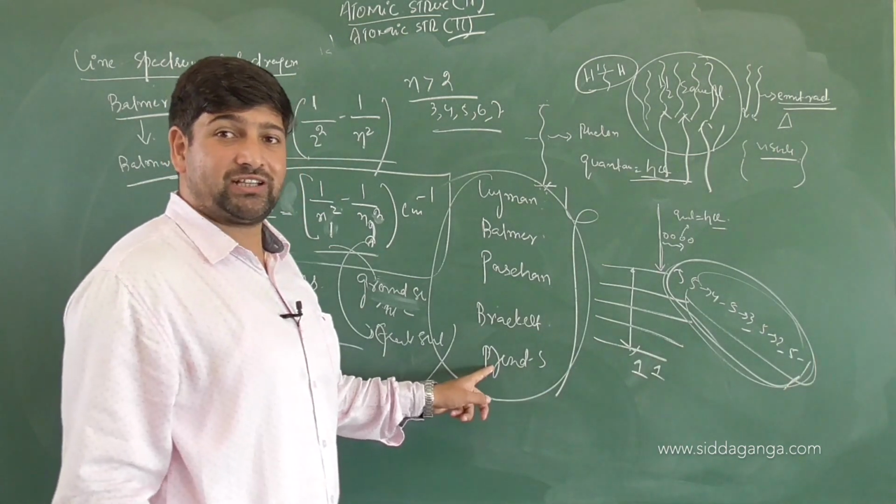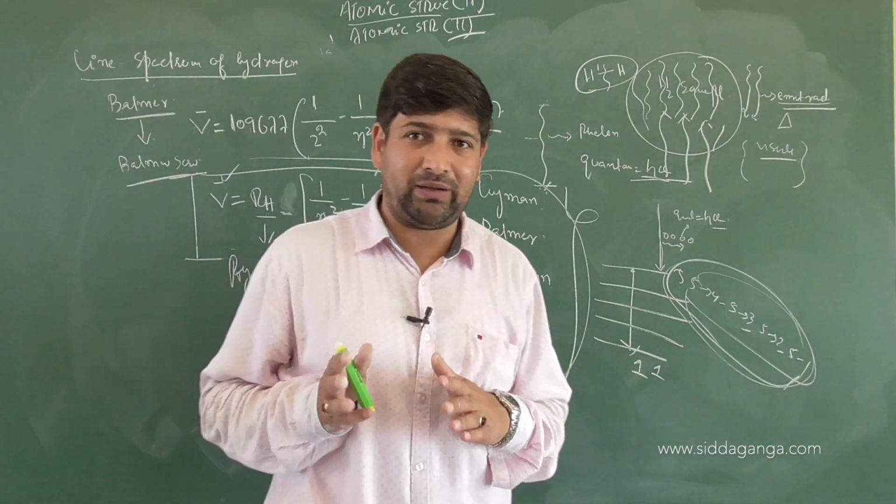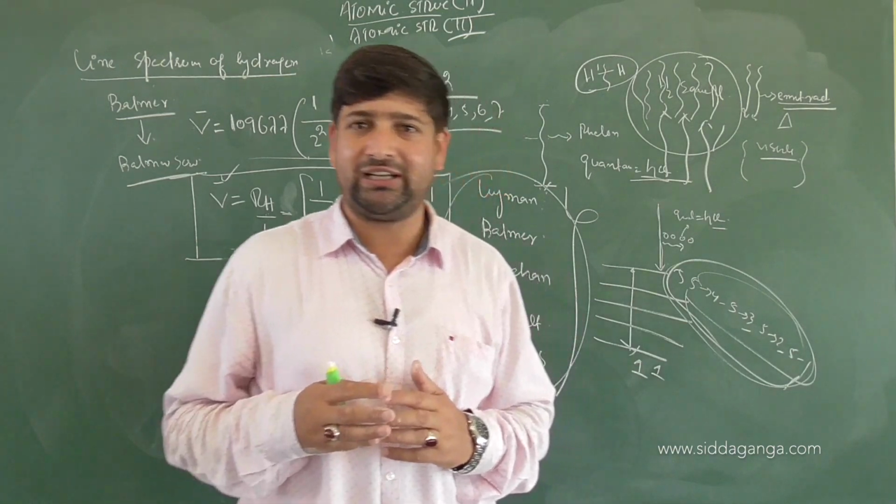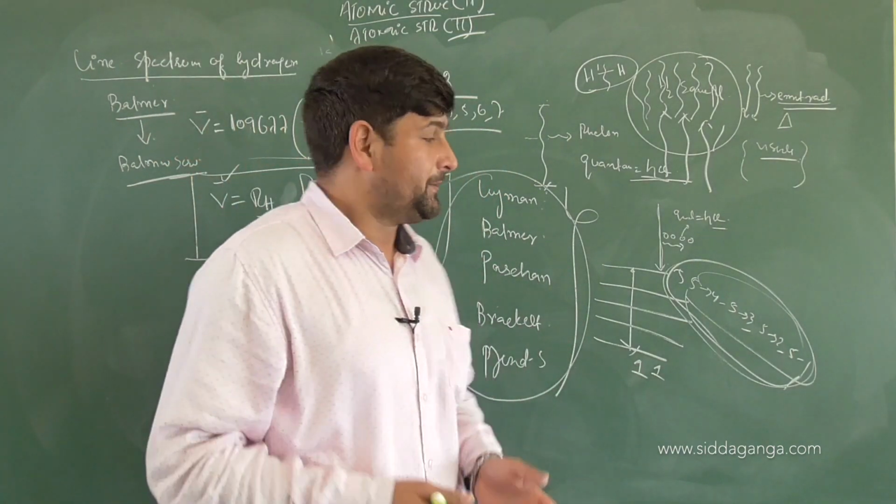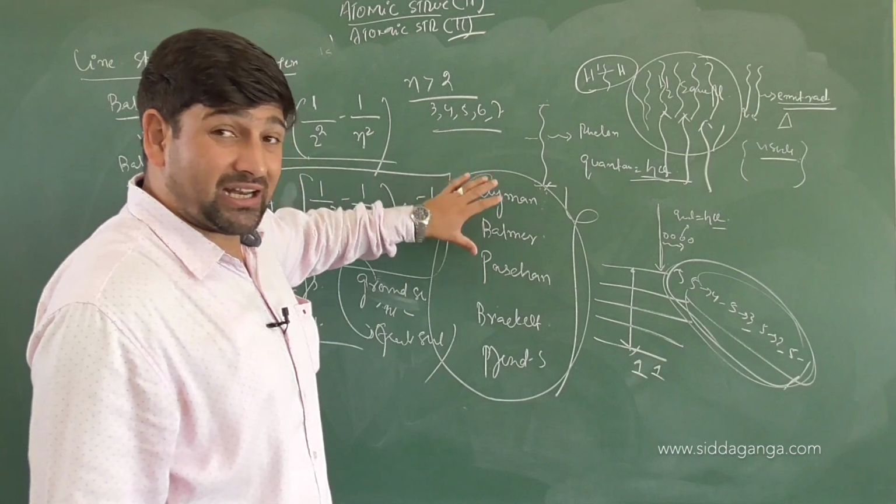What if you consider a multi-electron system? That's the drawback. That is one of the limitations of Bohr's model, that it cannot be used for multi-electron systems. Because you can see there are some reasons for it.